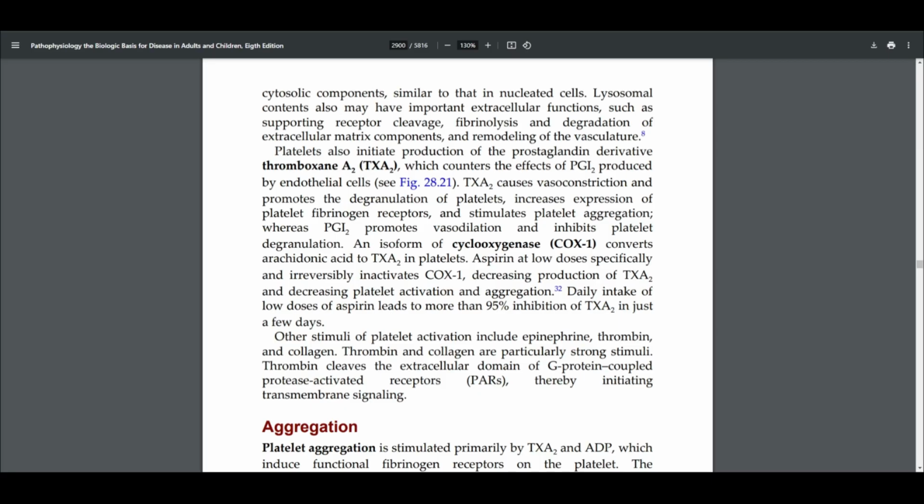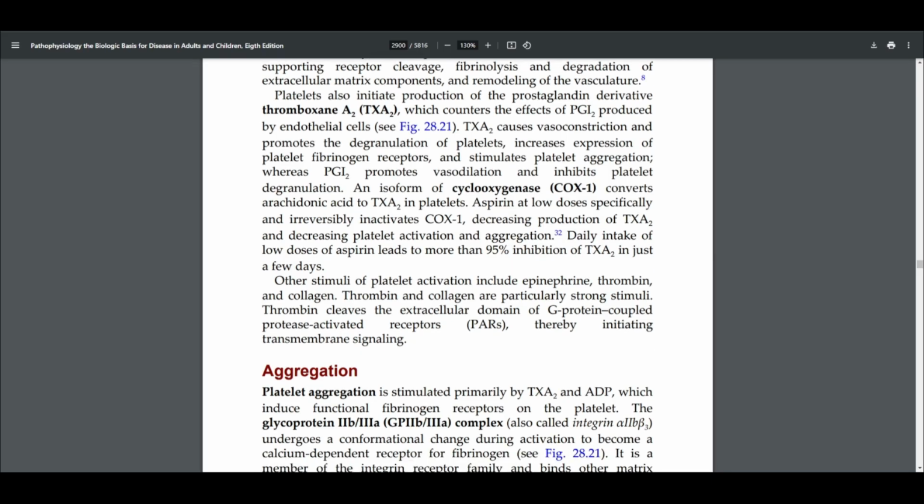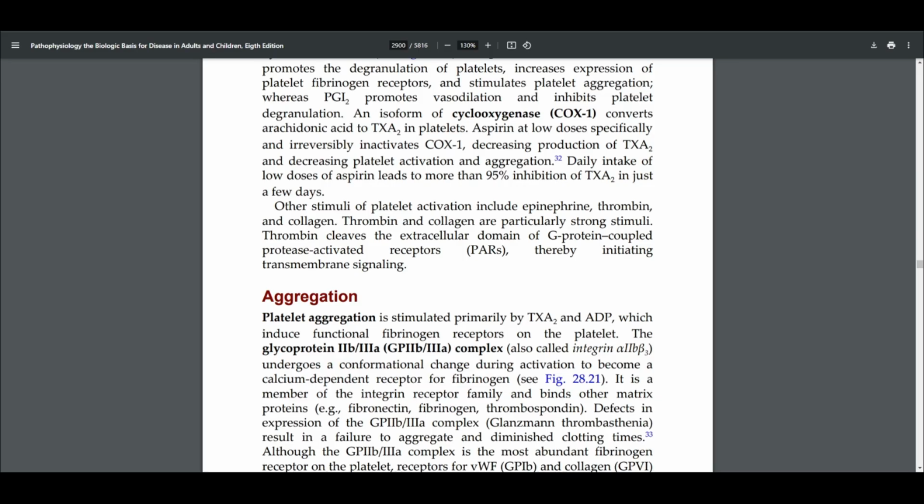Other stimuli of platelet activation include epinephrine, thrombin, and collagen. Thrombin and collagen are particularly strong stimuli. Thrombin cleaves the extracellular domain of G protein-coupled protease-activated receptors, thereby initiating transmembrane signaling.